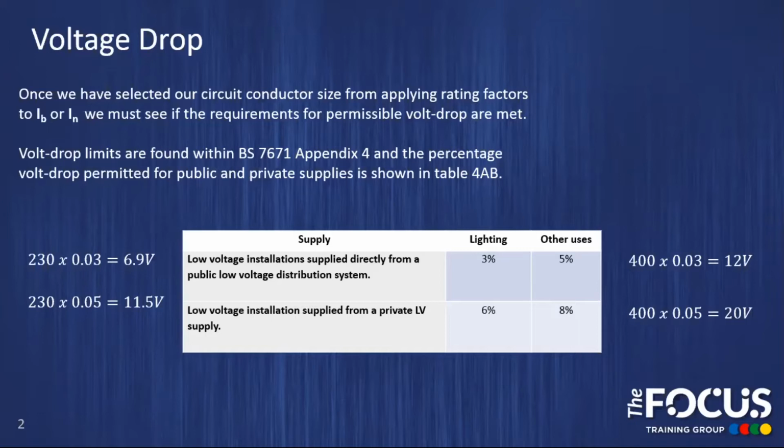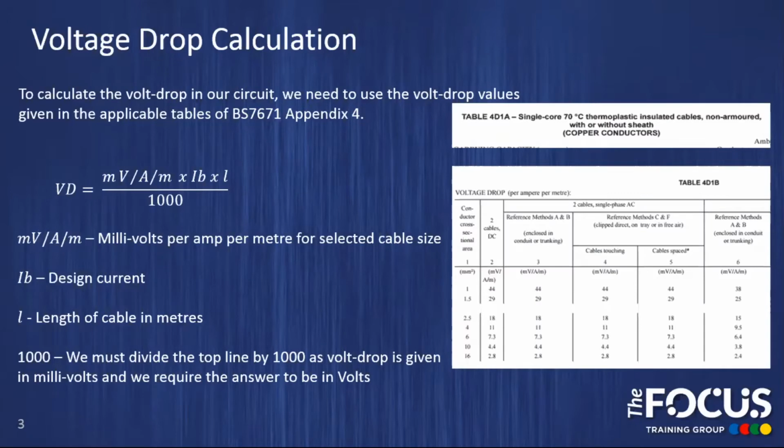We can see on the left hand side how this would work for a 230 volt single phase system. The first calculation shows us the 3% limit for lighting circuits, which would be 6.9 volts, and a 5% for other uses, which would be 11.5 volts. Over on the right hand side it shows us these limits for a 400 volt 3-phase supply. We can see that 3% of this would be 12 volts for lighting and 5% for other uses would be 20 volts.